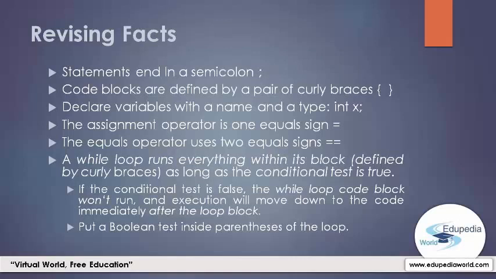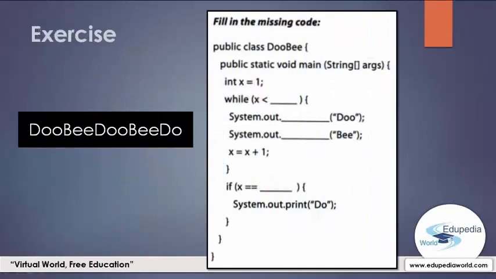And the last point is put a boolean test inside the parentheses of the loop. So this boolean test should return either true or false. These few revising facts will be useful to you to answer the questions in this episode. Here is our first exercise.